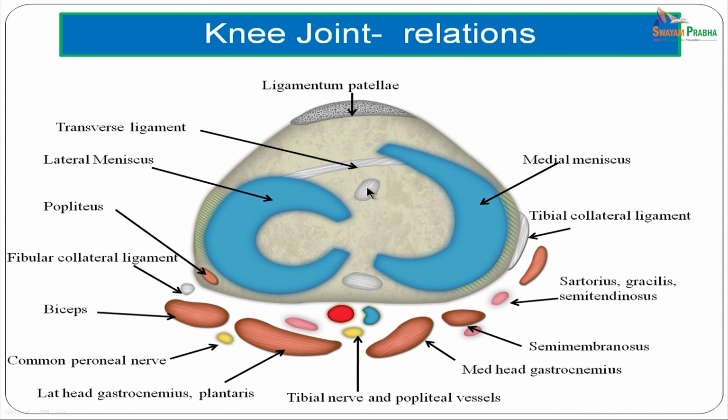This is the attachment of the anterior cruciate ligament. This is the attachment of the posterior cruciate ligament, and this is the transverse ligament. And of course, the menisci are connected to the lateral margins of the tibial condyles and the fibrous capsule by the small ligaments, which are called the coronary ligaments.